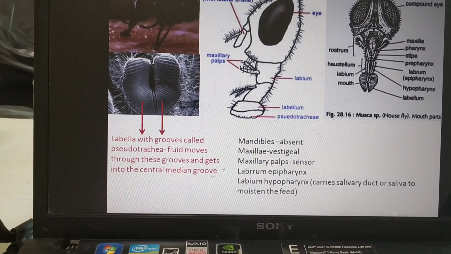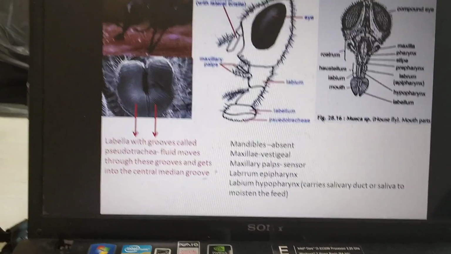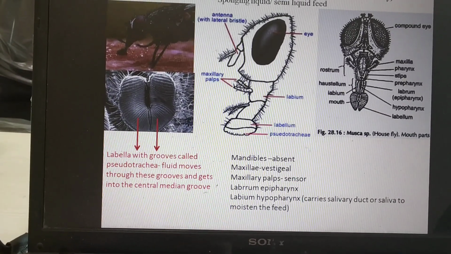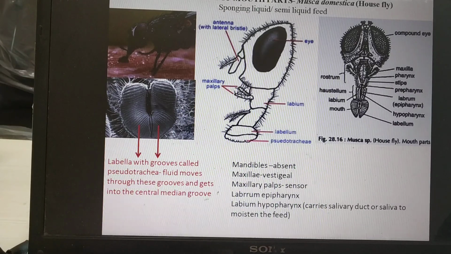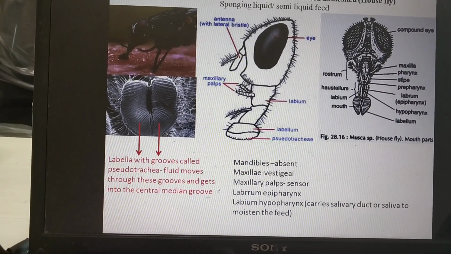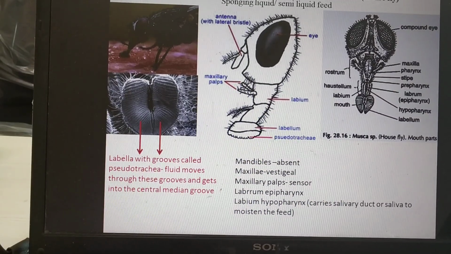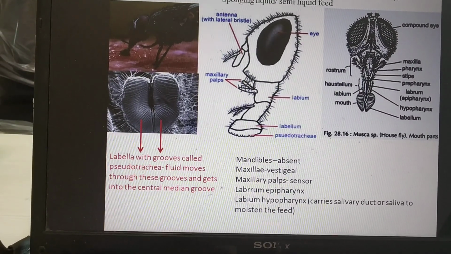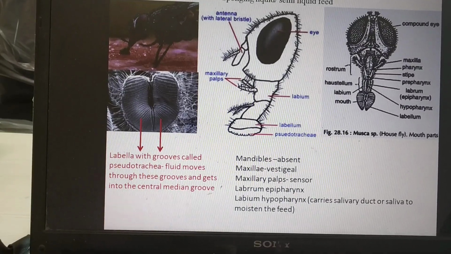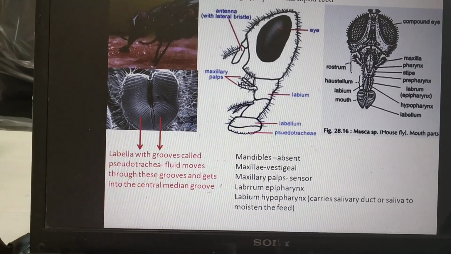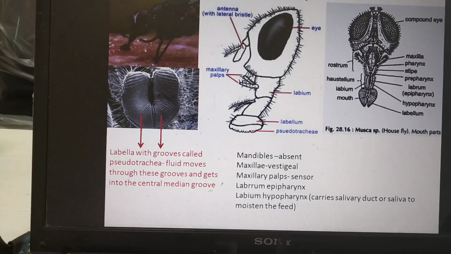Maxillae become vestigial. Maxillary palps remain. So maxillary palps are essential. They are meant for sensory function, I already told you they are sensory in nature. In all mouth parts you will find maxillary palps. So labrum epipharynx is there. Labium hypopharynx is there. It carries the salivary duct of the salivary gland.